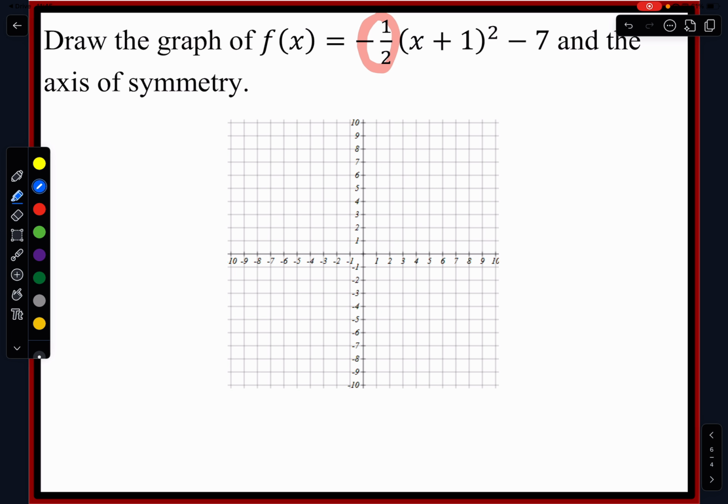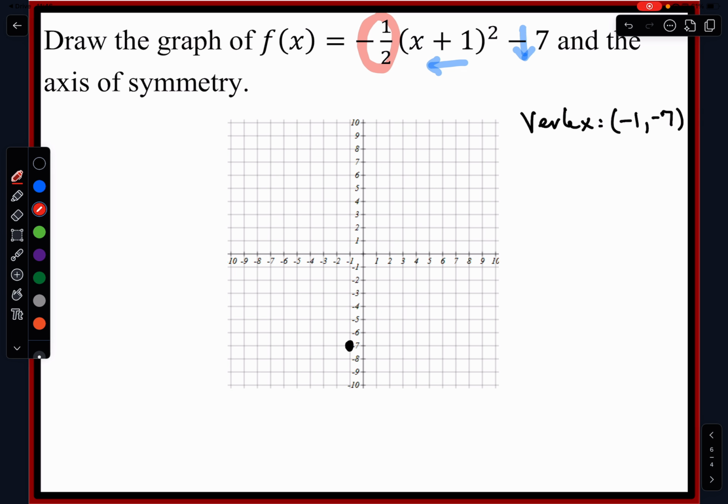Well, first, again, we have to identify what the horizontal and vertical shift is to identify the vertex. Because we have x plus 1, this plus 1 is going to translate the graph 1 unit to the left, and the minus 7 is going to translate it vertically 7 units down. So as a result, the vertex to this parabola is at the coordinate of -1, -7. So let's plot that one first.